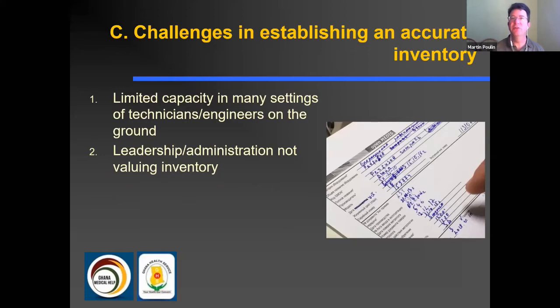So what are some of the challenges in establishing an accurate inventory? Well, the first thing, of course, is that you may have limited capacity at some of your hospitals and clinics. They may not have technicians or engineers on the ground. So having someone that, again, understands the technology, they may not be available. Second, your leadership or administration may or may not see the value in actually collecting an inventory. So it's important for us to explain the value of an inventory in order to move forward.